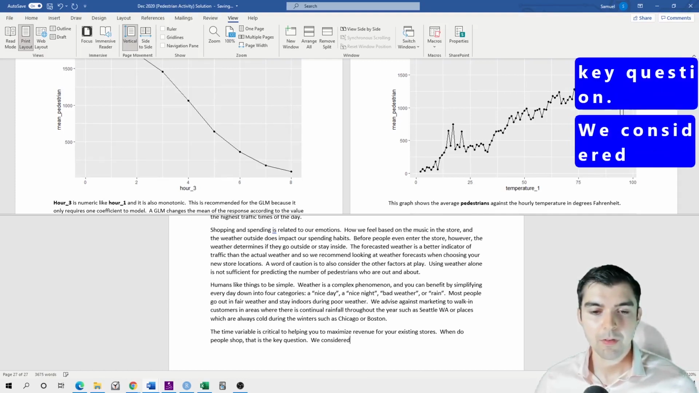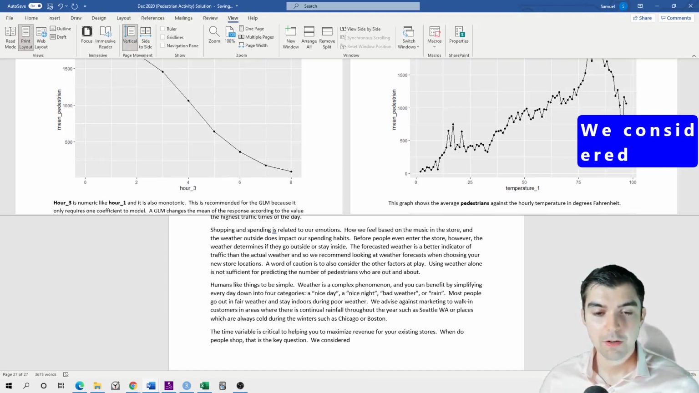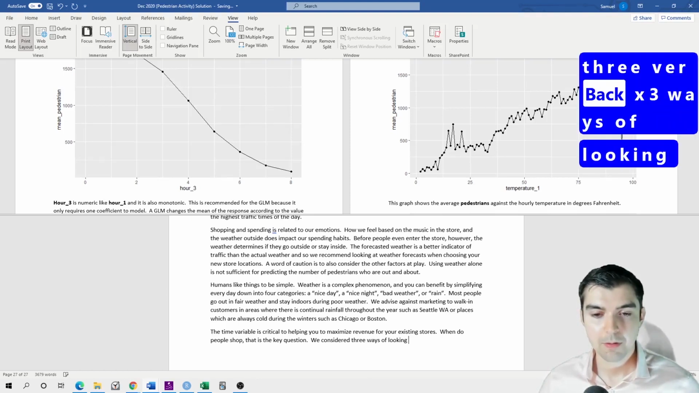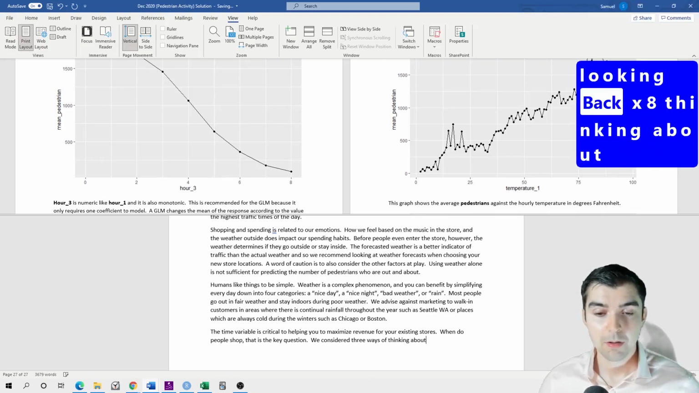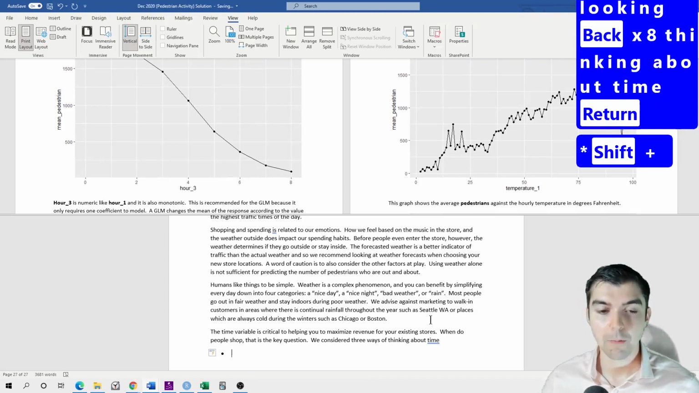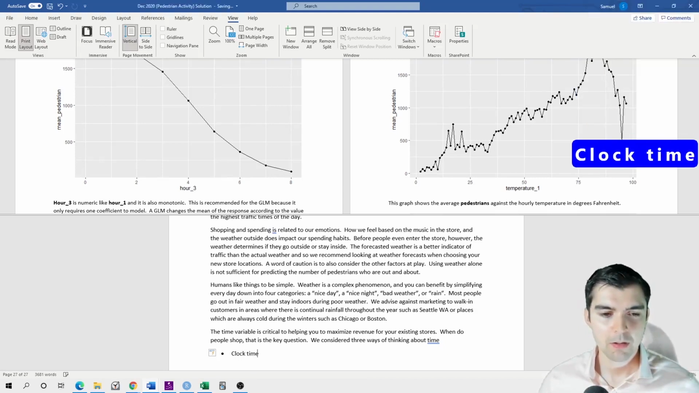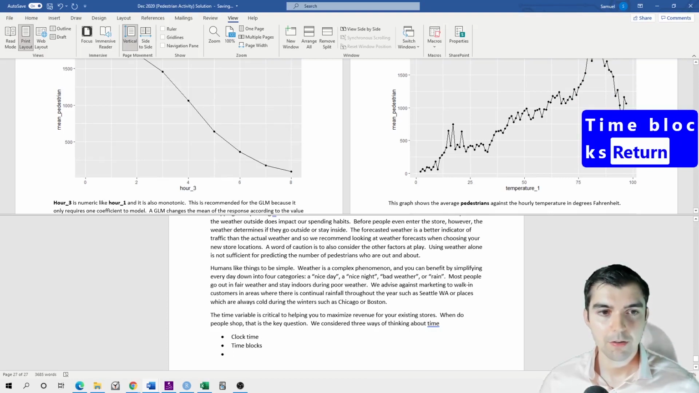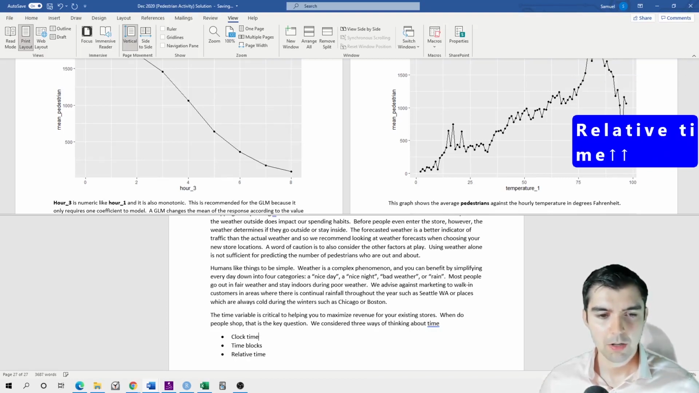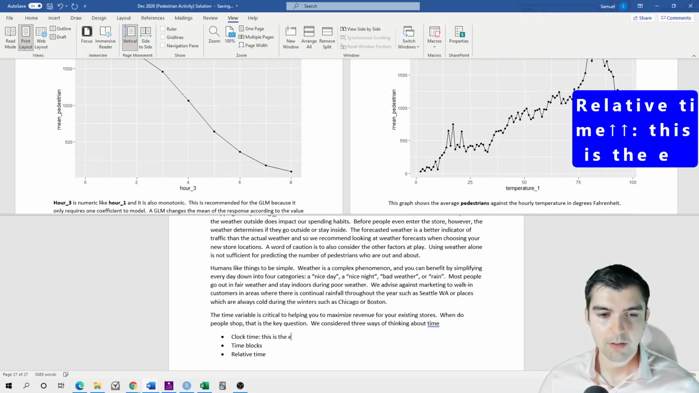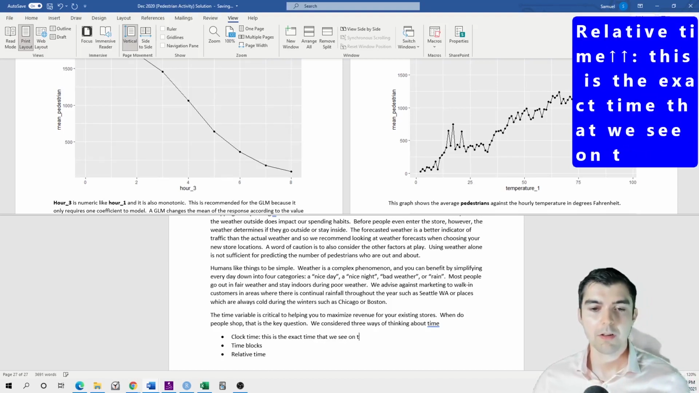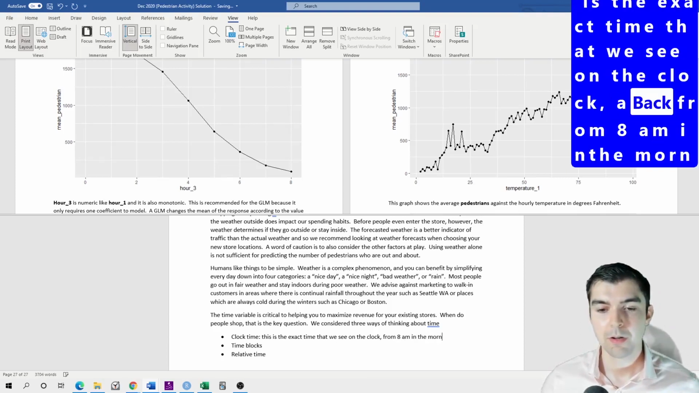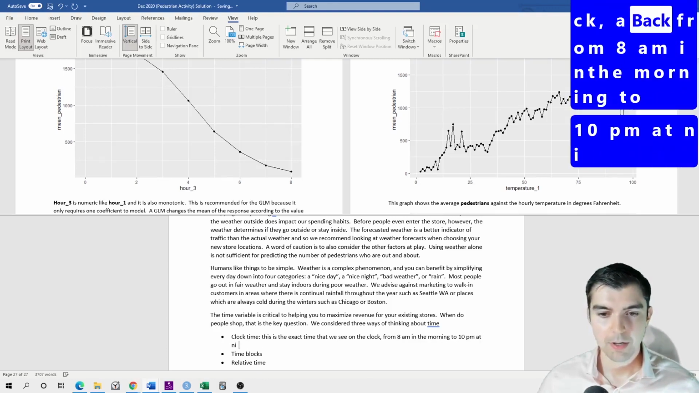We considered 3 different ways of looking at time, of thinking about time. The first is what we'll call clock time. The second we'll call, I don't know, time blocks. And the third is relative time. So clock time is the exact time that we see on the clock, from 8 a.m. in the morning to 10 p.m. at night.